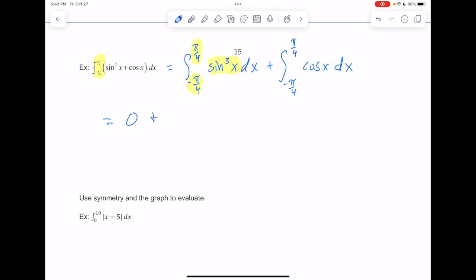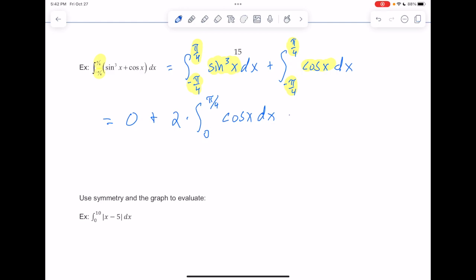On the next one, we have cosine, which is an even function, and we have the symmetric bounds, so not as great, but we can change it to 2 times the integral from 0 to pi over 4. Sorry, that is a terrible little 0. Let me fix that up. And then of cosine of x dx.